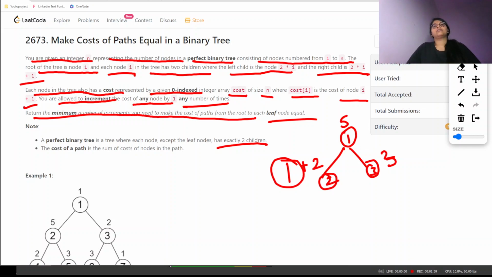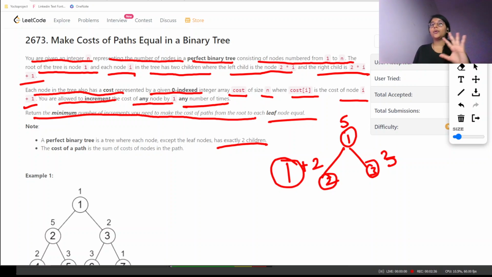Earlier I was thinking that I can just do DFS and check each path. While doing DFS, when I get to any leaf node, I'll check how much cost there is till now, and accordingly I'll store each cost and whatever would be the maximum cost. Then I will be making each cost which I extract from each path equal to that maximum cost.